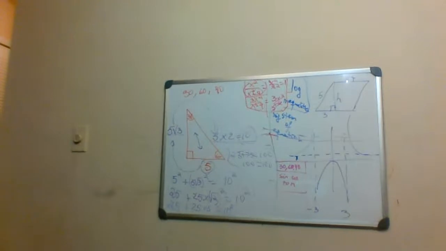Do you guys understand what I did with the 30, 60, 90 triangle? Do you understand? Yes, no, maybe?